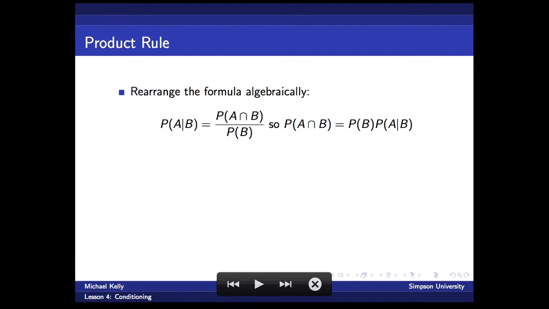You can rearrange this formula algebraically to get the product rule. So the probability of A given B is listed there again in terms of its definition, and multiplying the probability of B over to the other side, you get the formula that the probability of A and B is equal to the probability of B times the probability of A given B.